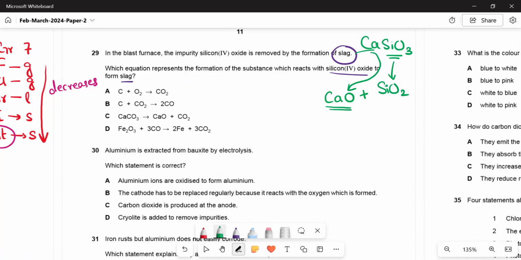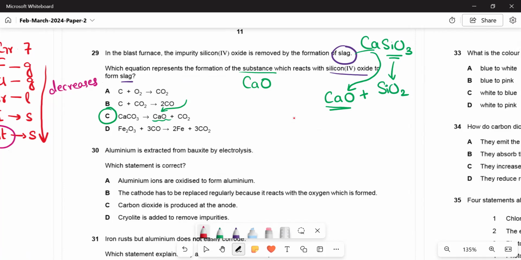Now, which equation represents the formation of calcium oxide, which reacts with silicon oxide? So here, in option C, calcium carbonate is decomposing into calcium oxide and carbon dioxide. So it means this one is correct.